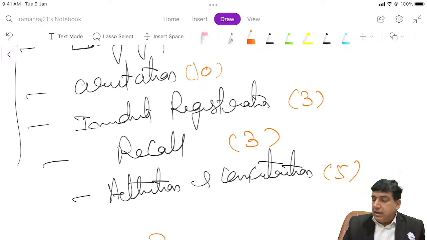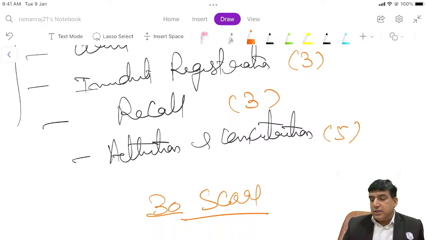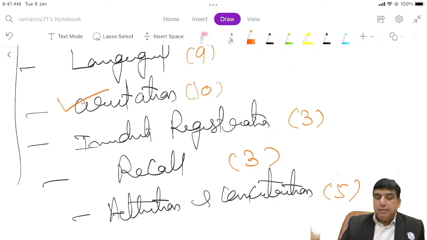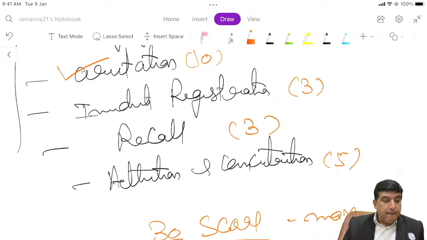So we have a total of 30 points in the MMSE. Maximum score is 30. They can also ask which section has the maximum score. It is orientation, it is not language, it's orientation.